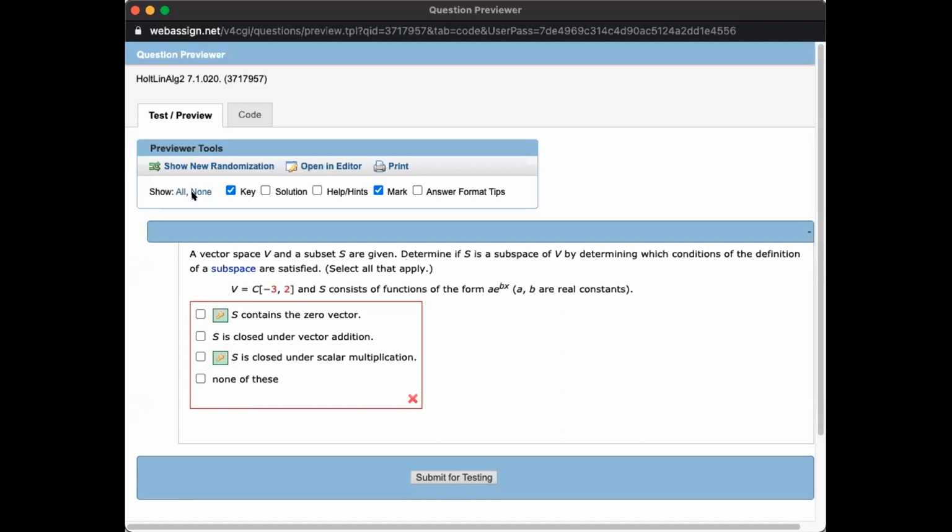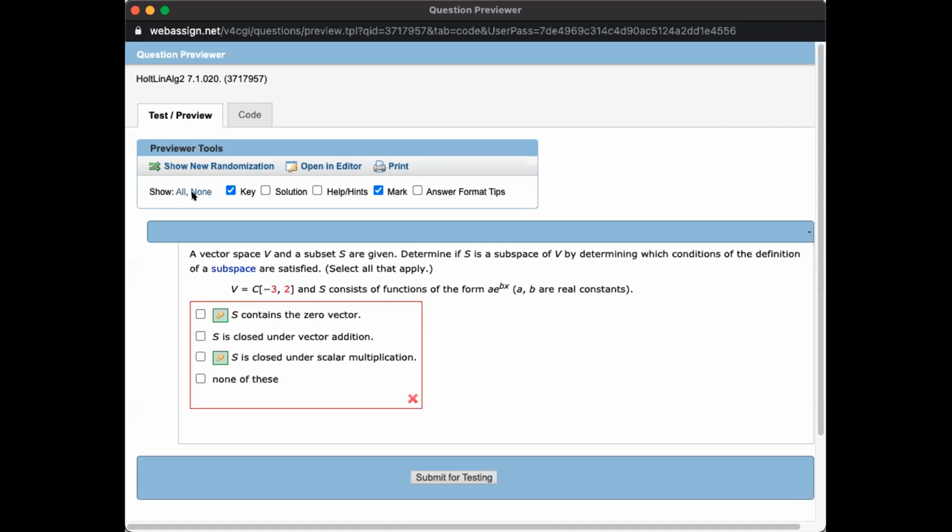So a vector space V and a subset S are given. Determine if S is a subspace of V by determining which conditions of the definition of a subspace are satisfied. Select all that apply. So this is a weird one. This is functions, basically functions that are continuous from -3 to 2. Not that I think that that's relevant for this problem, but that's just what the definition is, right? So that's what C[-3, 2] means: continuous functions on the interval from -3 to 2.